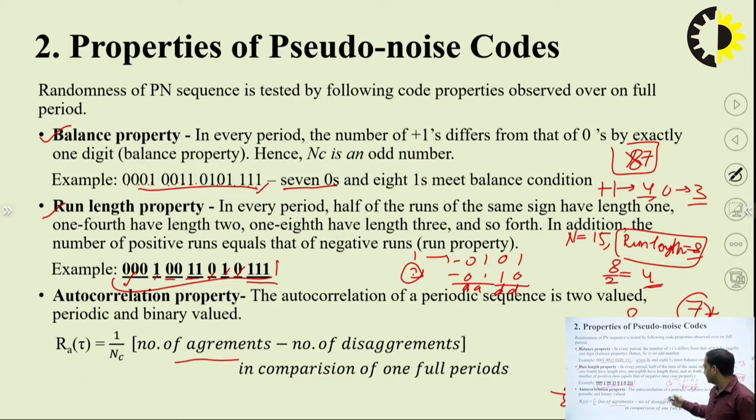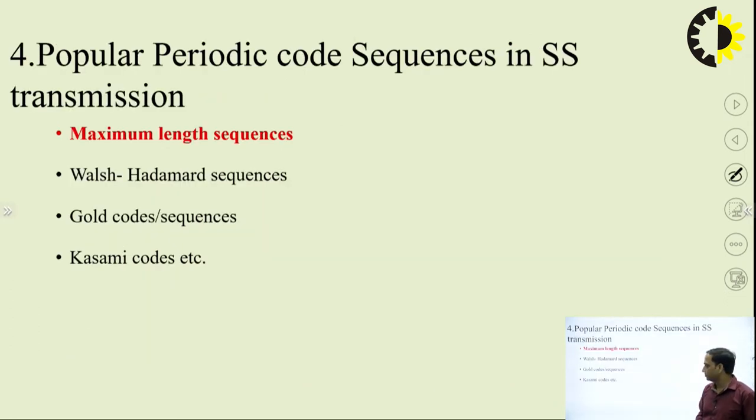Number of agreements will be when we have the 0, 0 and 1, 1, and disagreement will be when we have the 0, 1 or 1, 0. So in this way, we can put all together into this and we can get the autocorrelation, one way of finding the autocorrelation, right? So these are the very, very important topics in the pseudo noise course. So I have to go through it.